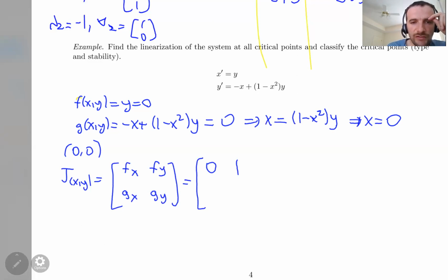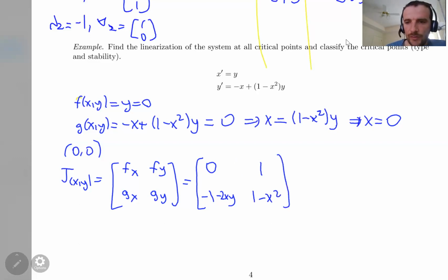The partial derivative of g with respect to x is, let's see, negative 1 from this part, right? And what's the derivative of this part? Negative 2xy. So negative 2xy. And the derivative of g with respect to y, maybe I can write it a little bit further here, will be, so this part will be 0, and this part will be 1 minus x squared. Okay.